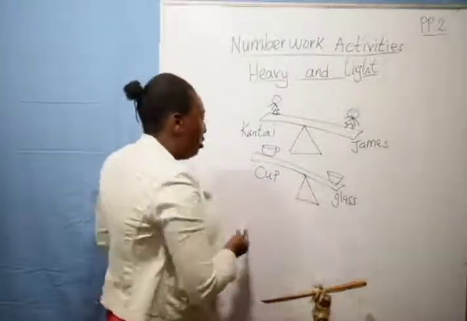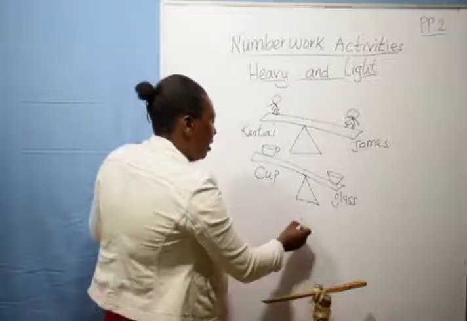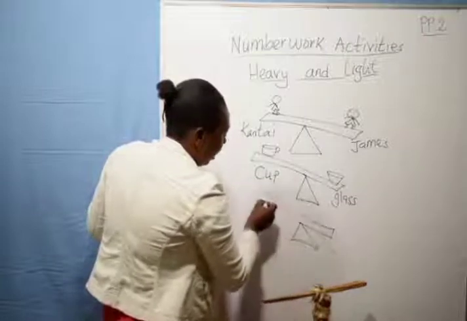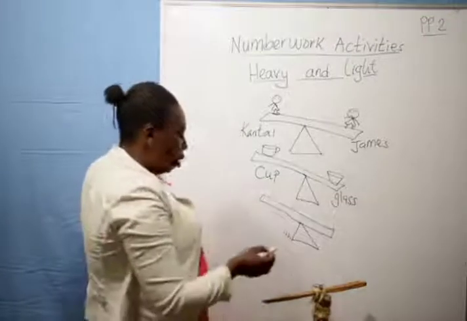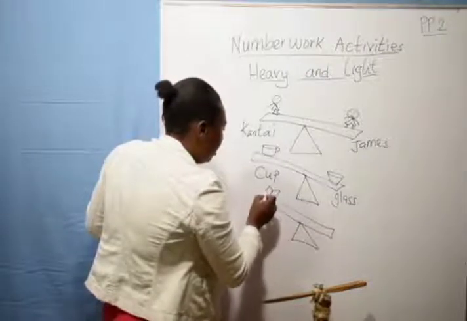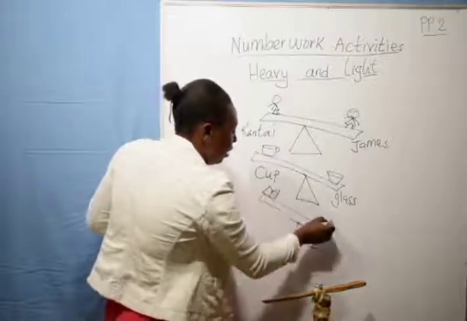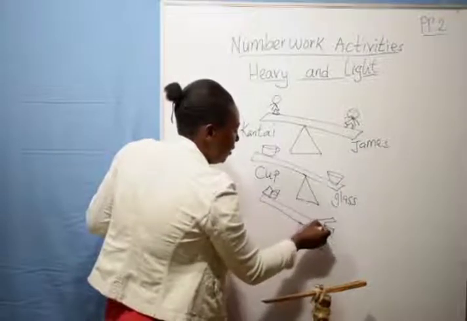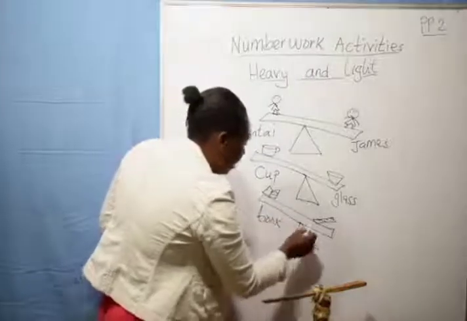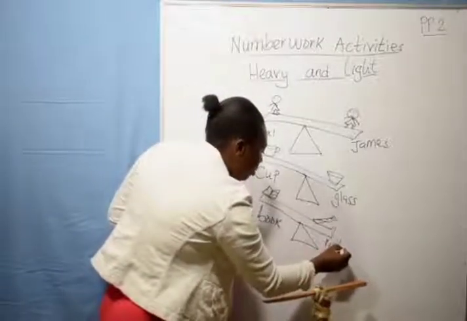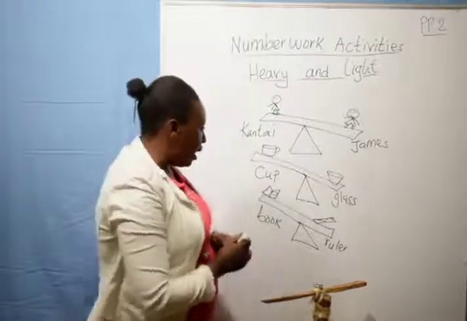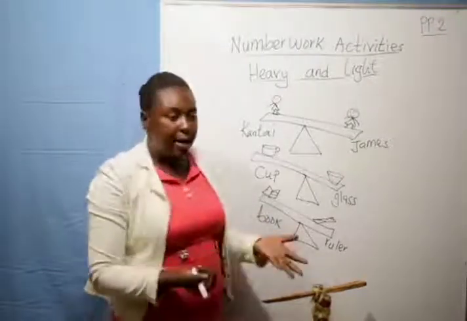So back on our board, as we draw it, let us assume this beam balance is here. So I have a book. My book is heavier than the ruler. My book is heavier than the what? The ruler. A book is heavier than the ruler. So meaning this book is heavy and the ruler is light.